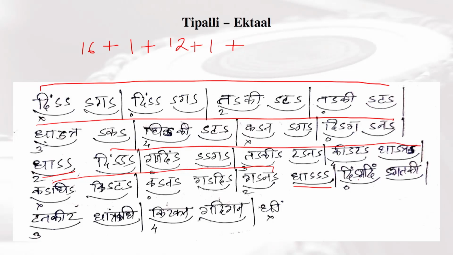Now, we check the matra. Dinga dinga takita takita dhataka dhikita kataga digana. So, these are 6 matras. So, now we will check the length. So, see 16 plus 1 17 plus 12 29 30 and 36. So, this is 3 avartan of Ektal. The Tipalli length is of 3 avartan, and we will say the Tipalli now.